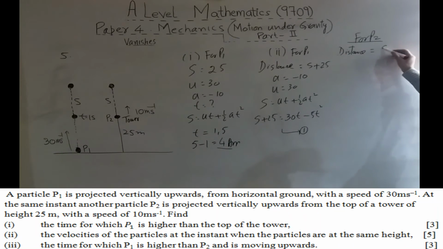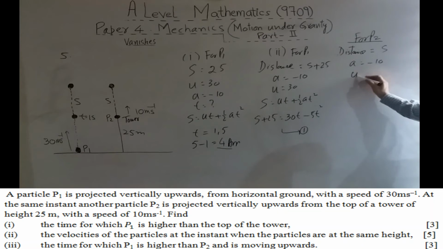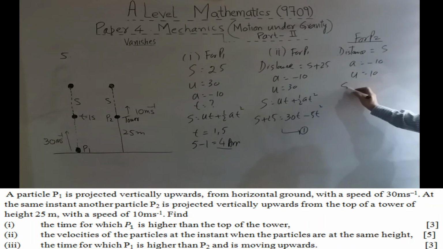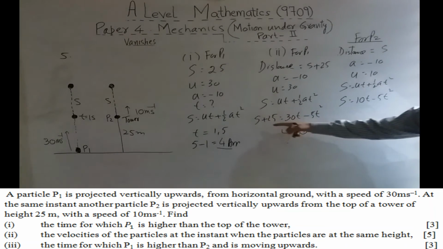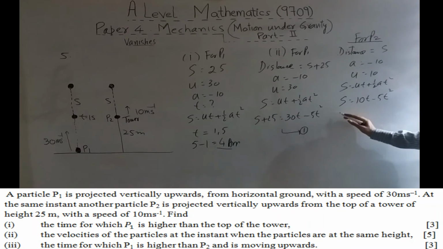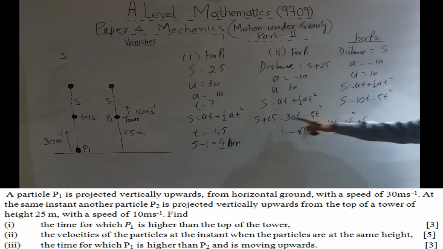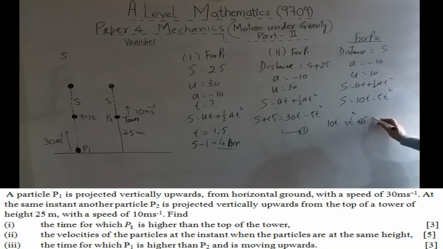Now for P2, distance is equal to S, acceleration is minus 10, initial velocity is 10. So again S is equal to ut plus half at square. Putting the values, you will get 10t minus 5t square. So putting this value of S into equation 1, value of S is 10t minus 5t square, plus 25 is equal to 30t minus 5t square.